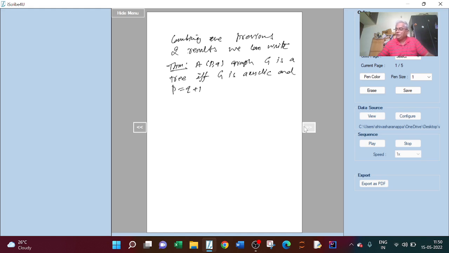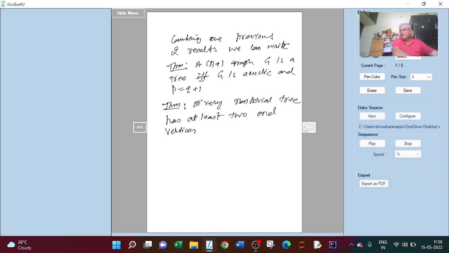Next, I will go to one more result. It is a very non-trivial tree. Every non-trivial tree has at least two end vertices. At least two end vertices. So here non-trivial means P greater than or equal to 2.